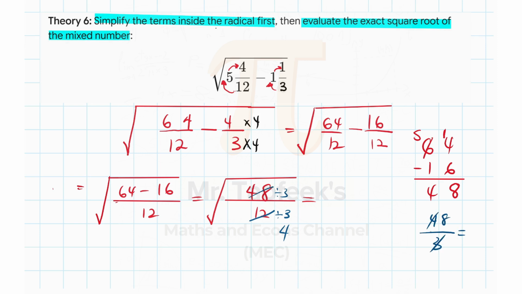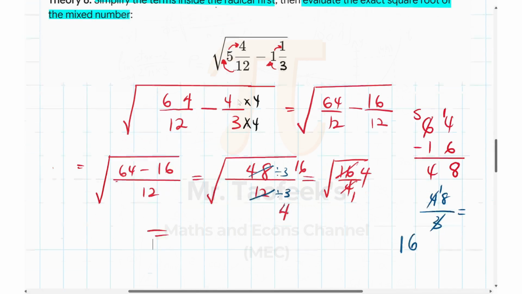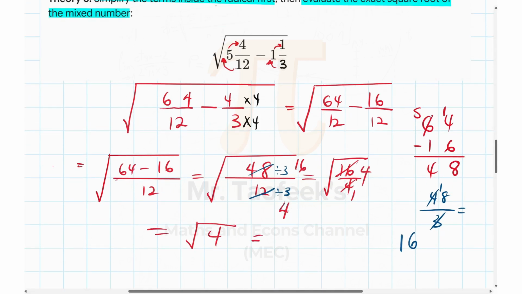3 in 4, that is 1, with a remainder of 1. 3 in 18, that's 6. So the numerator becomes 16. The denominator becomes 4 after reducing them by 3. So we have square root of 16 divided by 4. In fact, I should have just done 48 divided by 12. So 4 times 4 is 16. So 4 here, 1 here, that is 4. So the number left is just 4. So square root of 4 is 2. Our answer is 2.